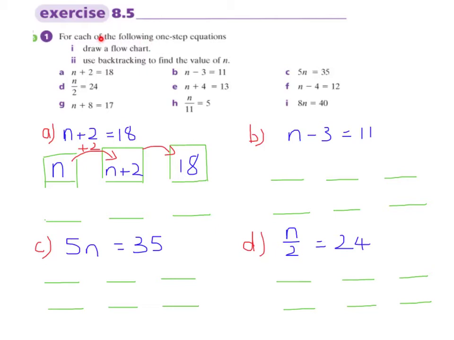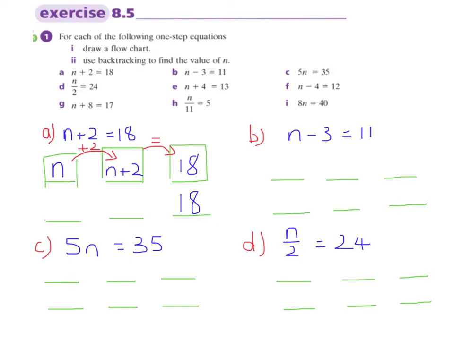So there's our part 1. We draw our flow chart. So there's our flow chart. I probably could put equals on there. Now part 2, it says use backtracking to find the value of n. So we've got to go backwards. So I'm going to write 18 this way.